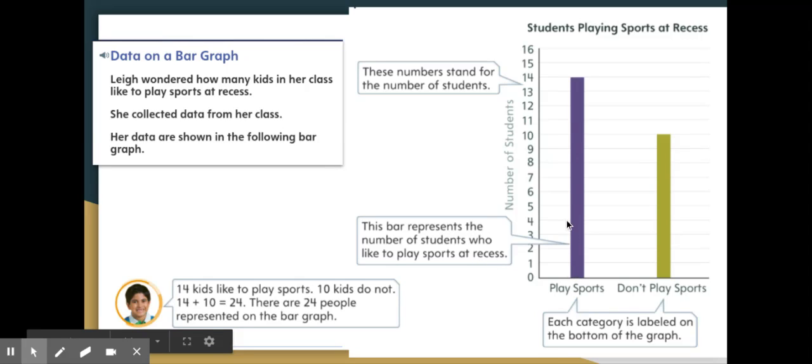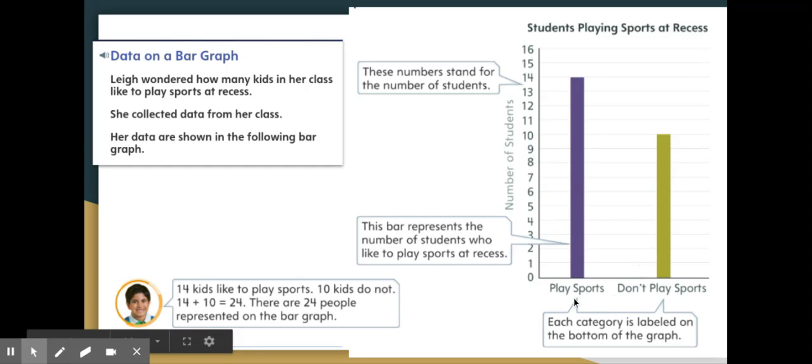We can look at playing sports. Look how high this bar goes. It goes up to the number 14. So we can tell 14 students like to play sports. Here are the ones who don't play sports. Let's see how many of those there are. If we look over, it looks like 10 students don't play sports at recess.